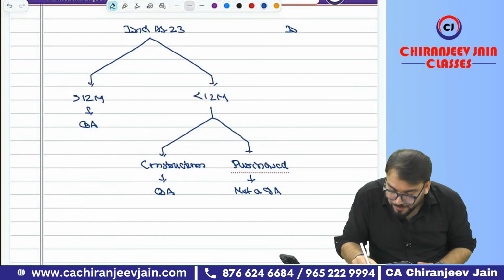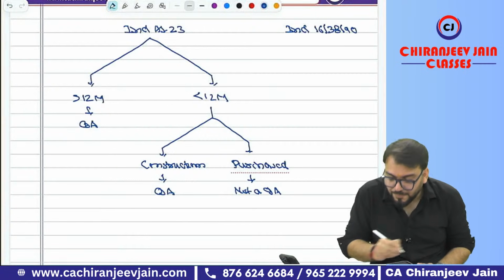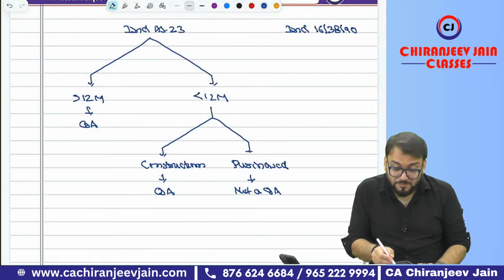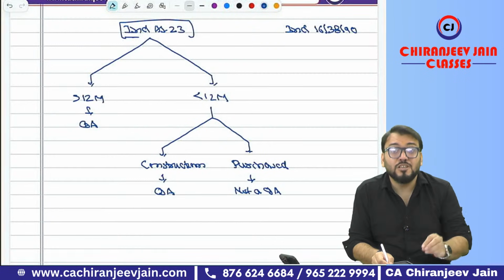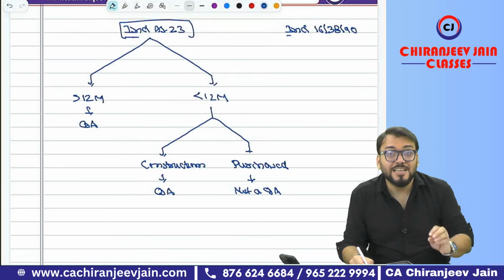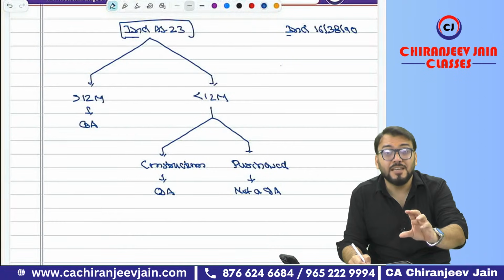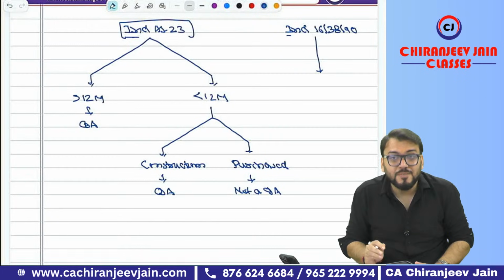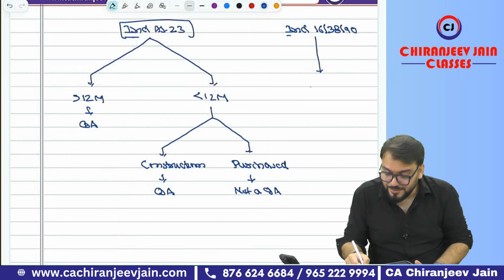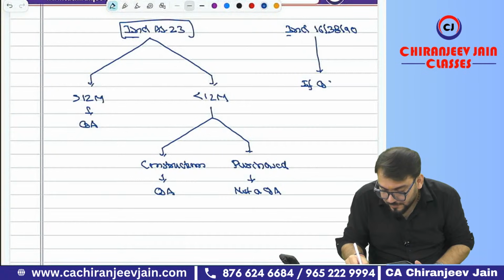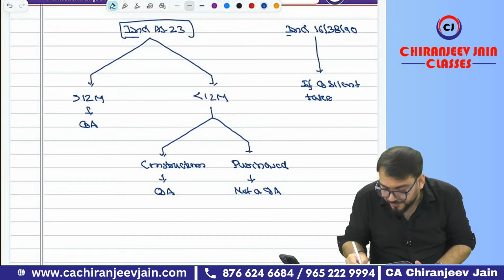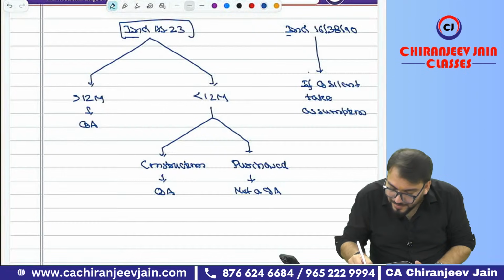But if it is a question of Ind AS 16, Ind AS 38, Ind AS 40, when I am saying Ind AS 23, it means it is only for borrowing cost. When I am saying Ind AS 16, Ind AS 38, Ind AS 40, then it is a calculation of cost price. In that case, if the question is silent, take assumption and write down a proper note.